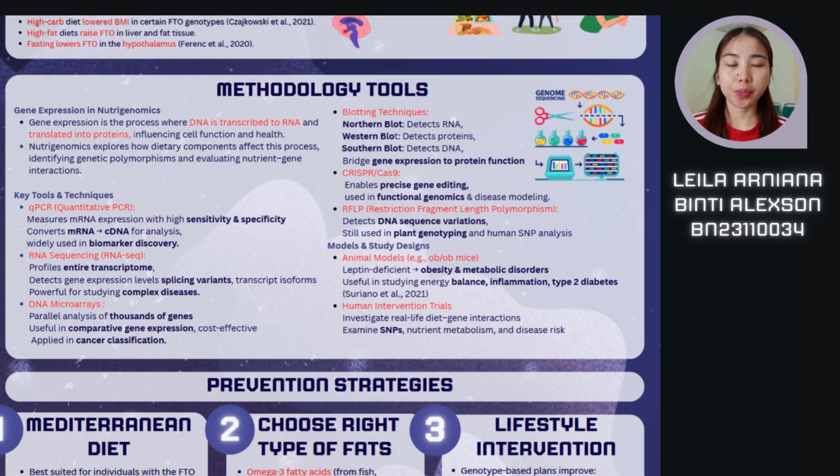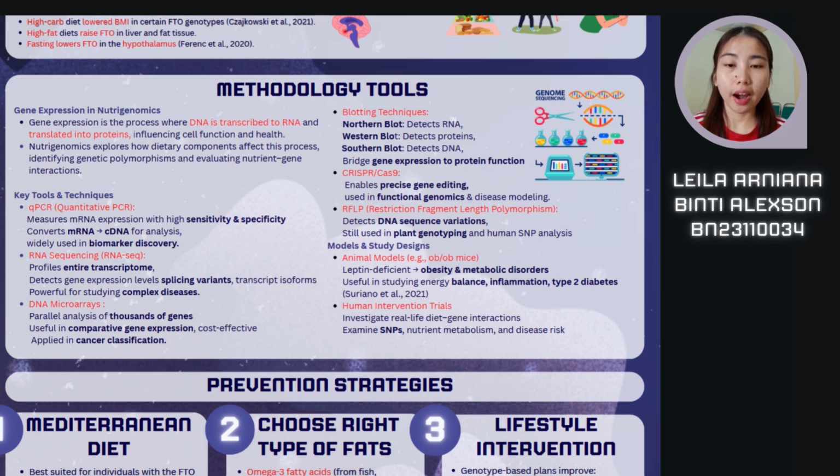To study gene expression, researchers rely on various techniques. One of the most commonly used methods is quantitative PCR or qPCR. This technique allows scientists to measure the amount of specific mRNA, helping them understand which genes are active under certain dietary conditions. It's highly sensitive and accurate, making it ideal for exploring gene function.